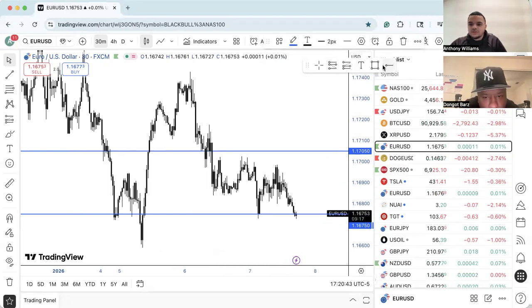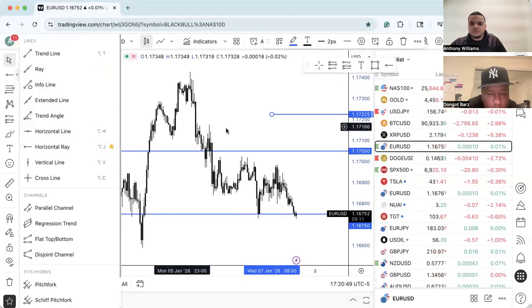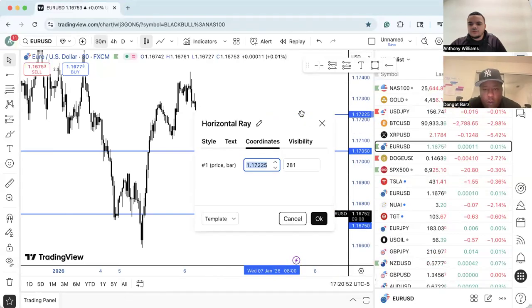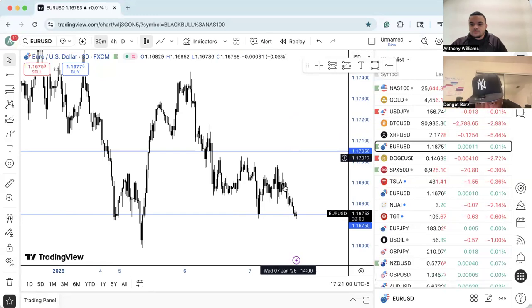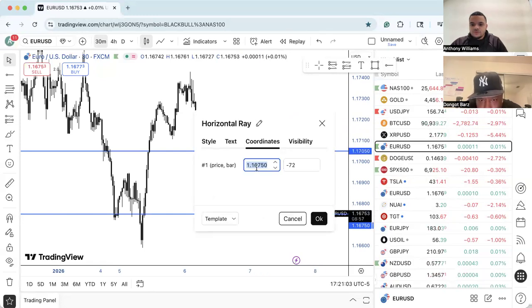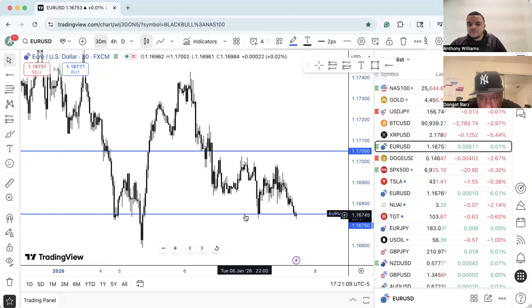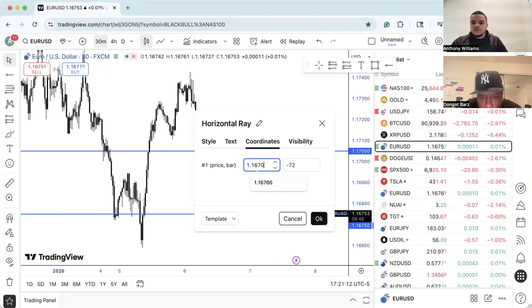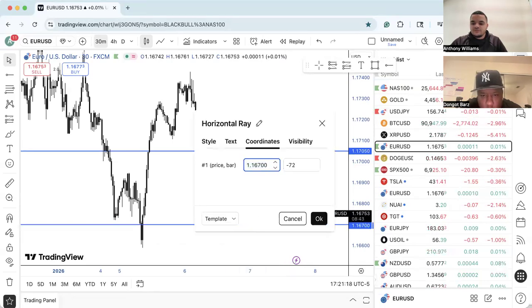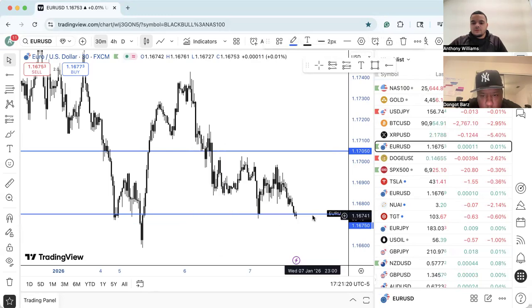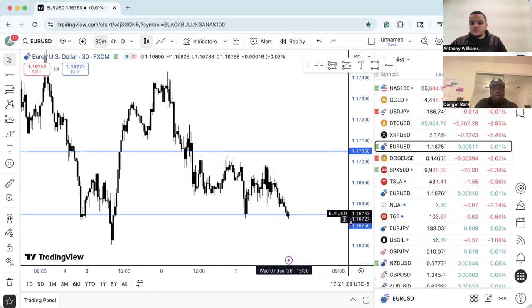That's the horizontal ray. I just double click and go over to the coordinates, and you can type it in. Then you type the whole number, which is this one, 1.6750. So all I did, if it was 700, I just put it at 750, because 750 makes it look a lot easier and cleaner. If I just put 700, it'll come down here. But since I saw it was at the 750, it goes a lot smoother like that.